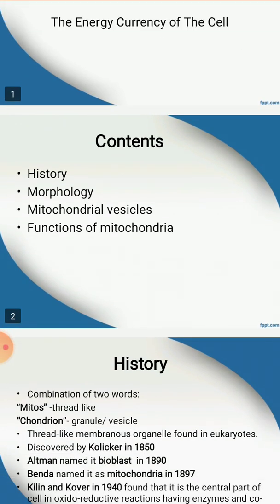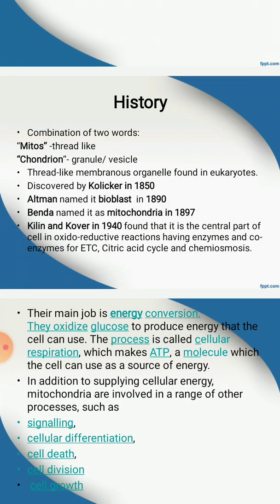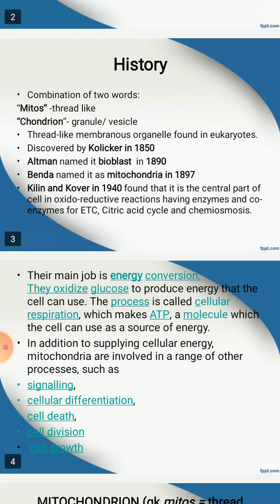Today we will discuss the mitochondria, the energy currency of the cell. Here we discuss history, morphology, mitochondrial vesicles, and function of mitochondria. The word is a combination of two words: mitos means thread-like and chondrion means granule or vesicle.